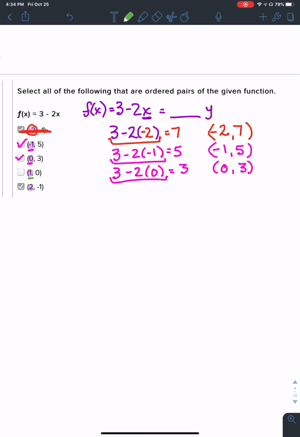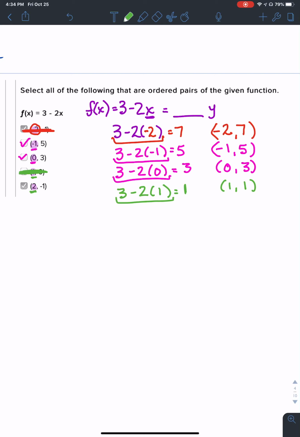Okay, next one is 1. So now I'm going to plug that in, and if I plug that in my calculator, I'm going to get 1. So I plug in 1, I get 1 out. Now that does not match this point because I had 0 for y.